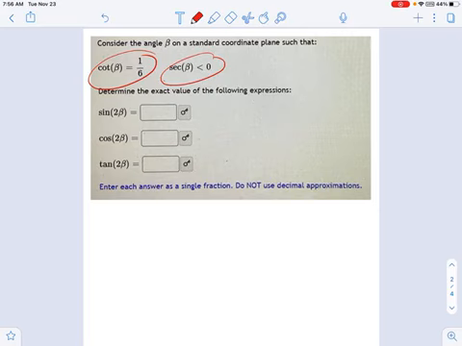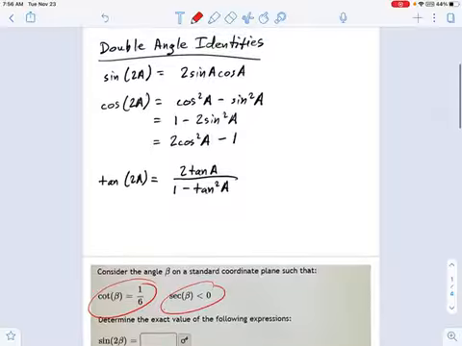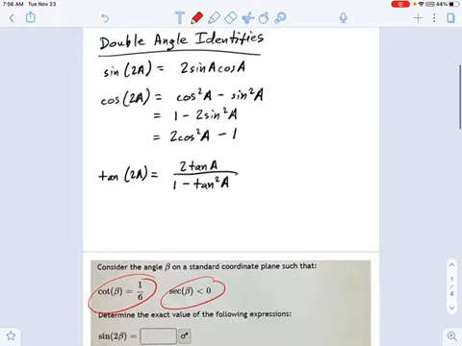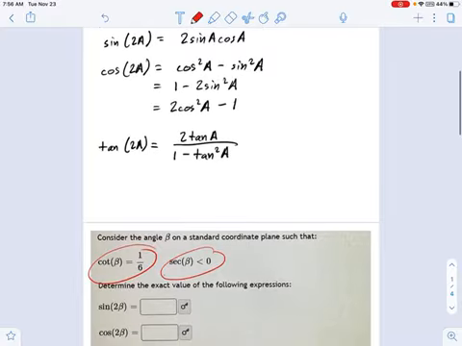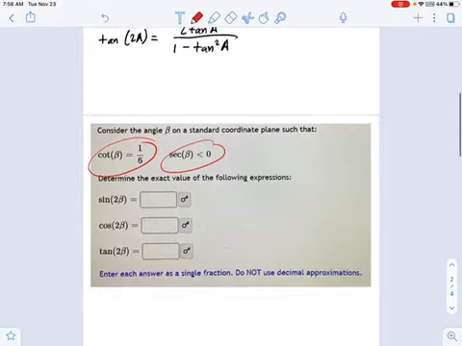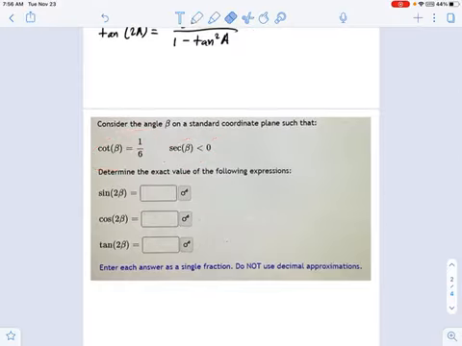So you remember the double angle identities. Hopefully you've memorized these. If not, you know how to make them over again using the summation angles. And I want to focus on this one first: 2 sine A times cosine A. That's going to tell us sine of 2 beta. Let me just write that over here. Sine of 2 beta equals 2 times sine of beta cosine of beta. So it's very clear that we need to know sine of beta and cosine of beta.